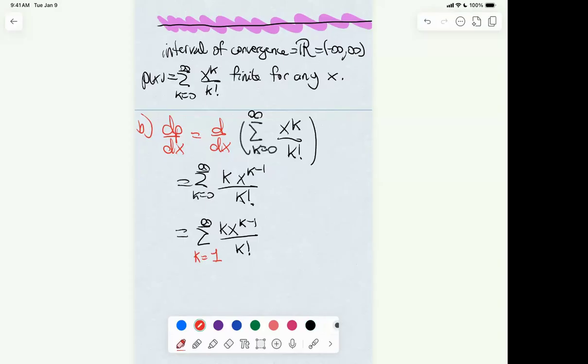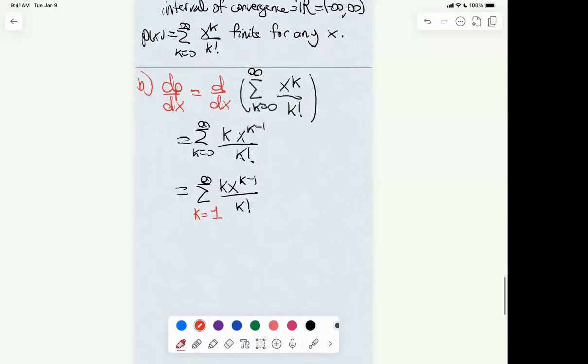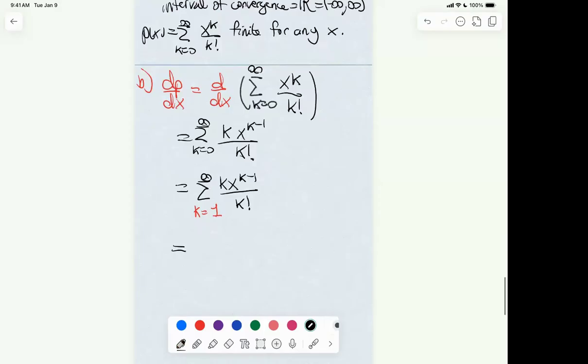Then, again, in a sense this is the answer, but you can simplify this further, because k factorial is k times k minus 1 factorial, right? So this becomes the series from k equals 1 to infinity of k x to the k minus 1 divided by k times k minus 1 factorial.